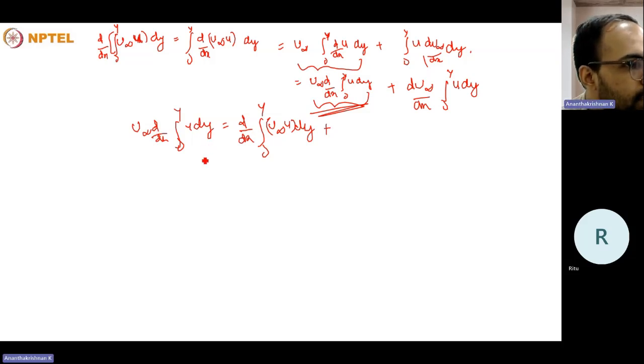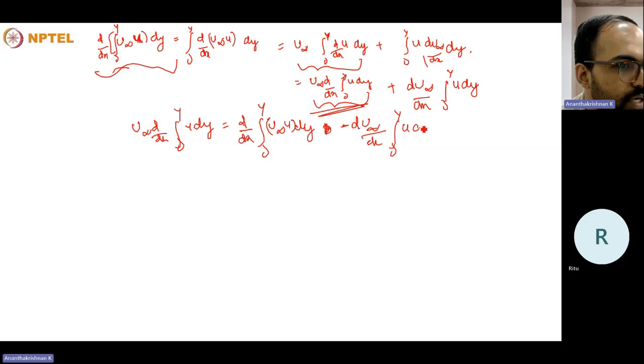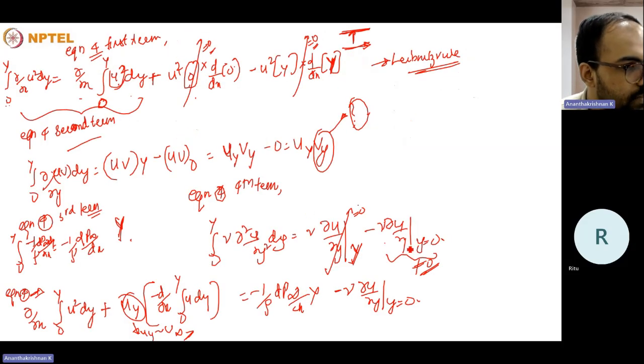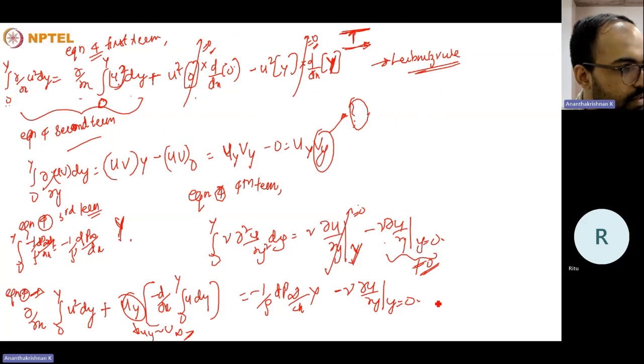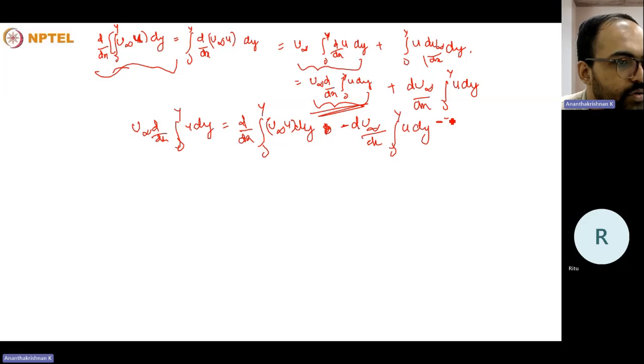Then the second term, u infinity d by dx, could be written as d by dx of the first term minus this term, du infinity by dx times the integral of 0 to y u dy. We can denote these by other equations. This can be denoted as 6, and this can be denoted as 7.